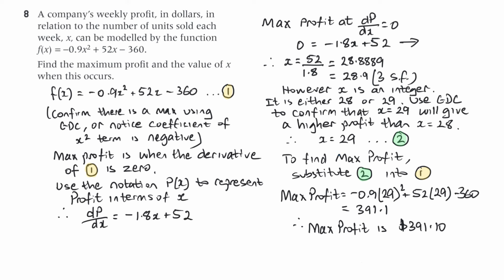To find the maximum profit, substitute 2 into 1. And we get the maximum profit is $391.1. Well, it is money, so maximum profit is $391.10.